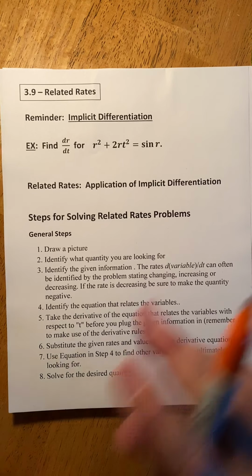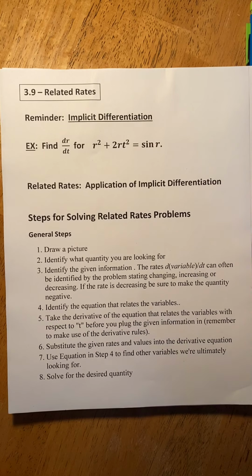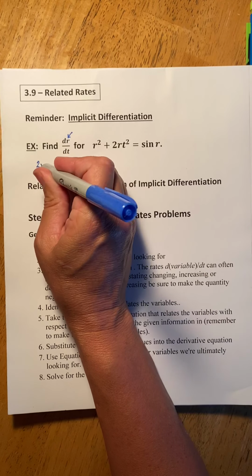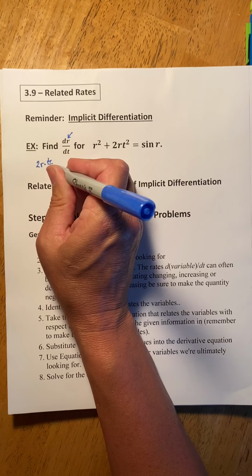Related rates are applications of implicit differentiation. So just a reminder, how would we find dr dt for r squared plus 2r t squared plus sine of r? Well, remember, focus on the numerator variable. Anytime we take the derivative of an r term, we're going to tag on dr dt. So the derivative of r squared is 2r, then tag on the dr dt.